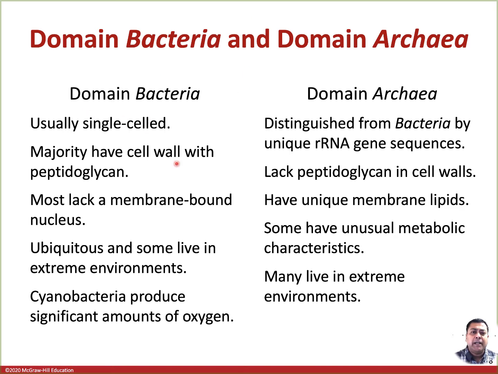So the similarity is that they are usually single-celled, and they distinguish from the others. They are all single-celled, but they distinguish from the bacteria by their unique ribosomal RNA gene sequences. This is the main difference. The majority of the bacteria actually do have something called peptidoglycan, also known popularly as murein.